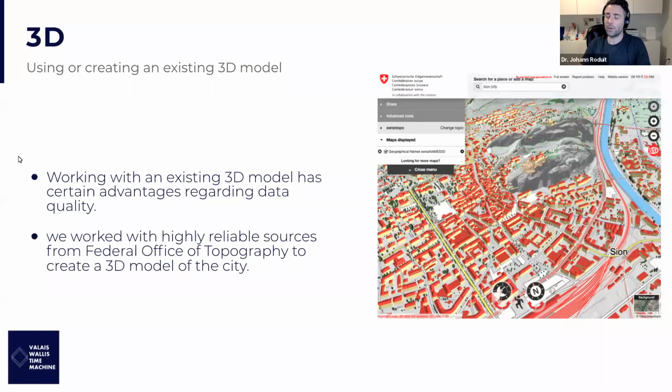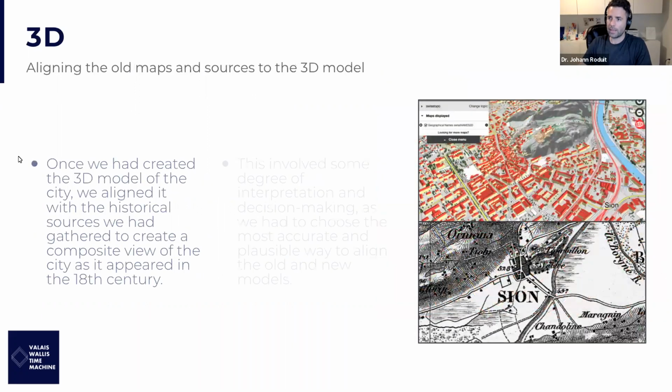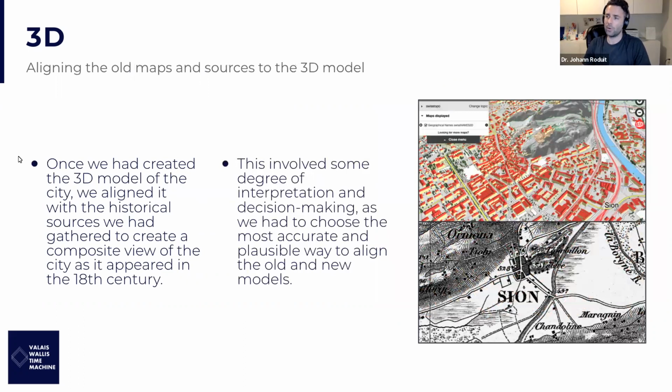And then we can either use or create a 3D model. We had the chance that we could rely on highly reliable sources from the Federal Office of Topography to use their 3D models. So we used the 3D model of the city, as you can see here, and access that online. And then the challenge was to align the old maps and the sources to the 3D model. So once we had the 3D model of the city, we had to align it with the other sources that we had from the 18th century, for instance.